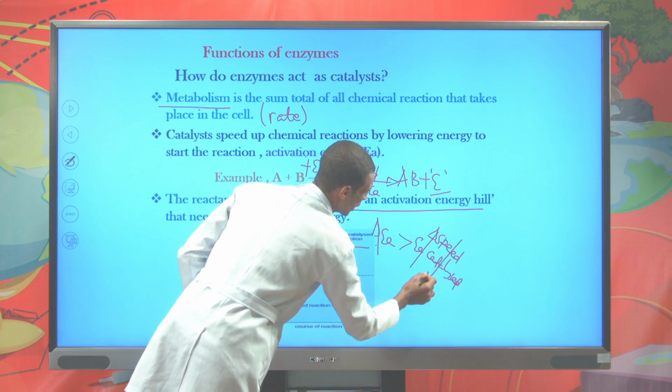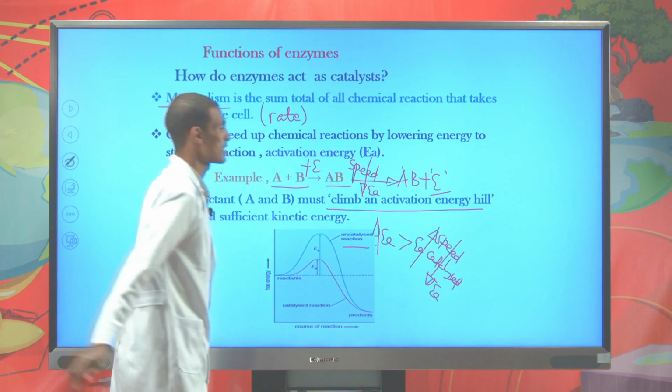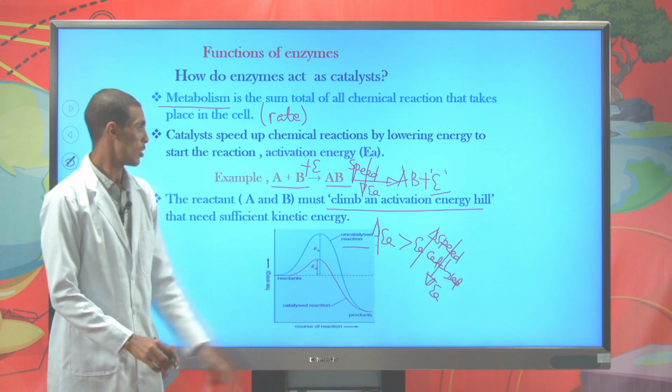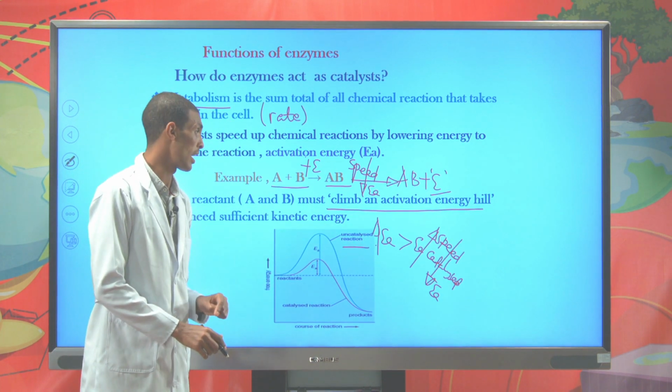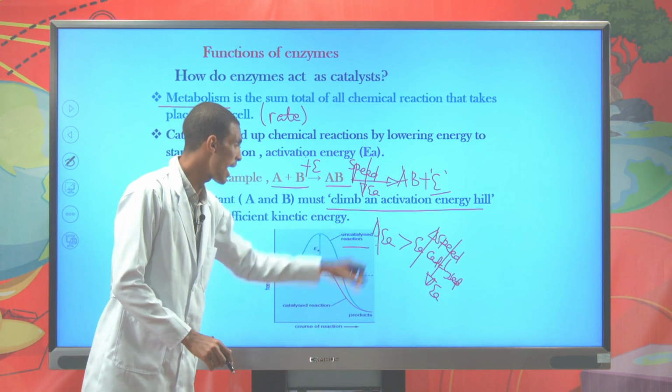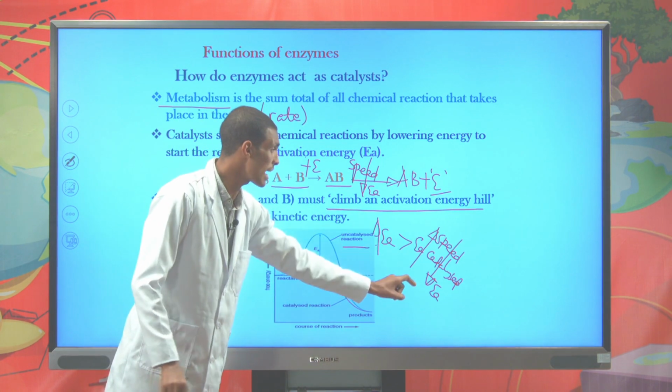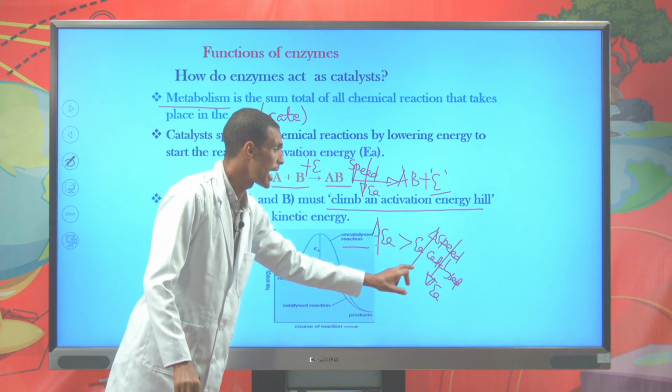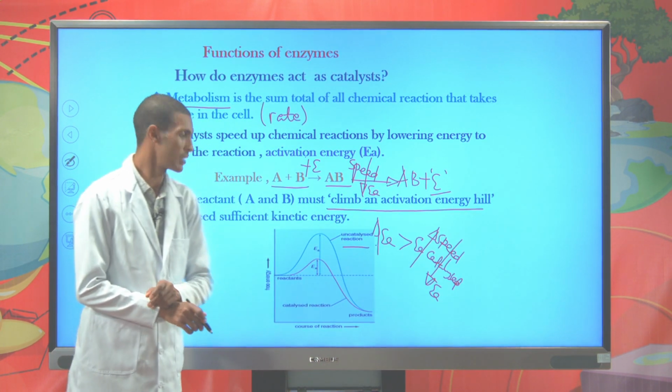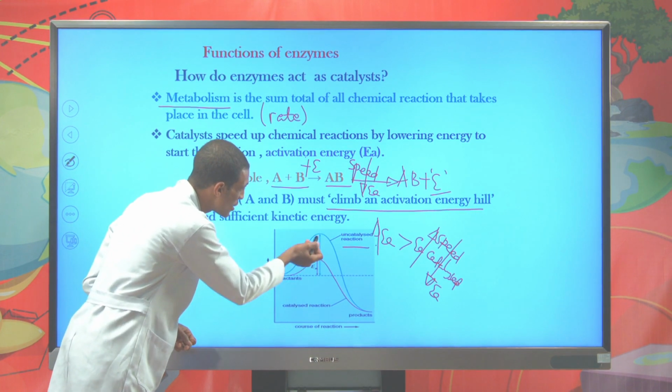And again low activation energy. The main difference is here. Low speed for the uncatalyzed reaction, and again high activation energy for the catalyzed reaction, but there is high speed with that of low activation energy. There is an activation energy difference created here.